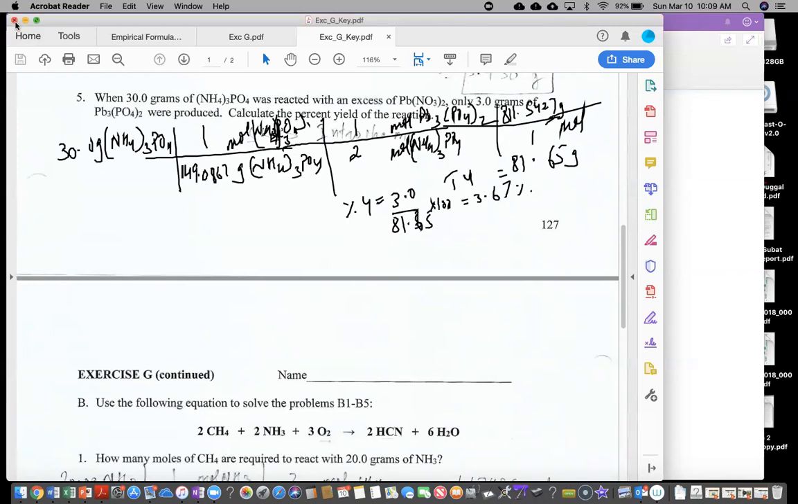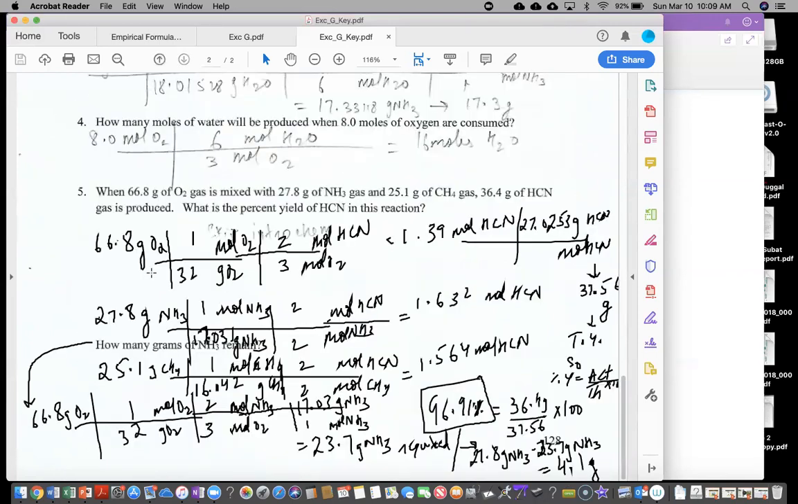Because if you have the old key, it's also going to say on the next page, it will say skip. Same thing on the next page. Yeah, so don't skip. You do that problem as well. Gotcha.